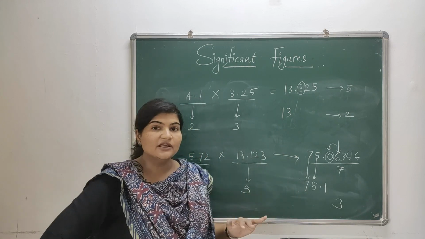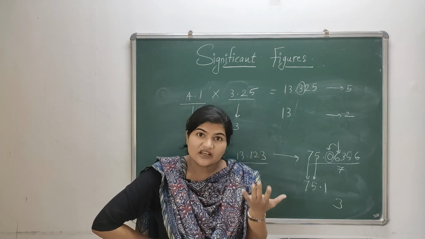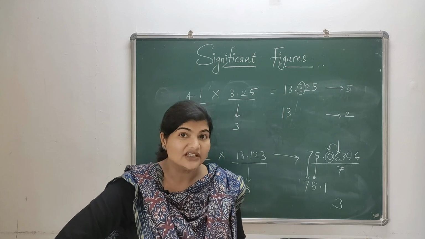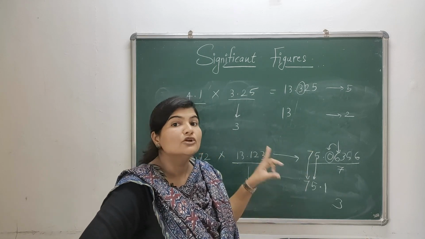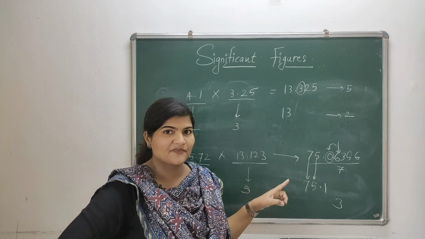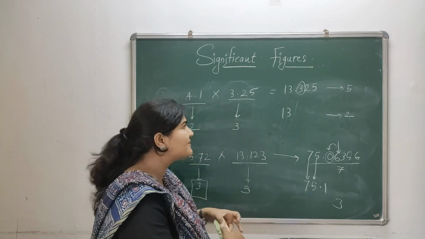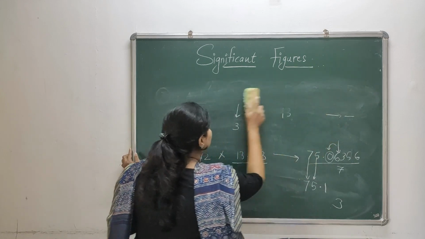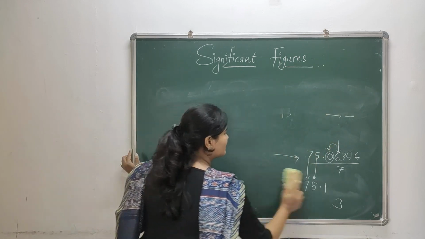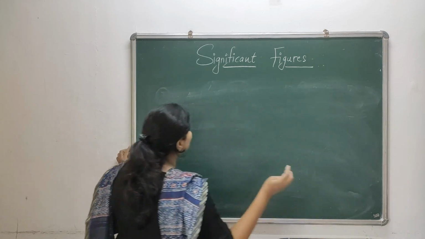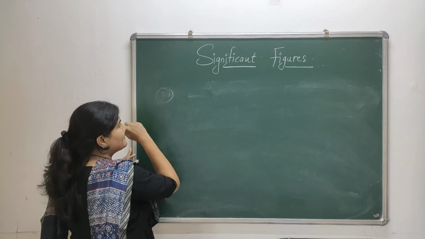So we have seen how to figure out significant figures, and we have also seen how to round off the answers to the given number of significant figures. I hope you have understood. Let's solve some examples and then we'll stop. Okay, let me give you some examples. We'll solve them together.